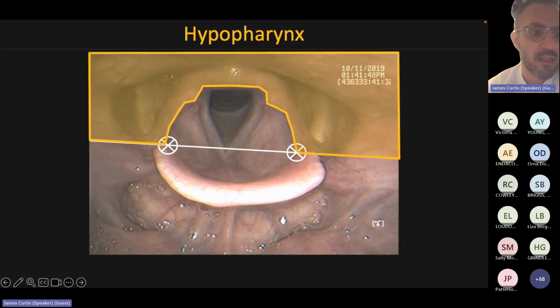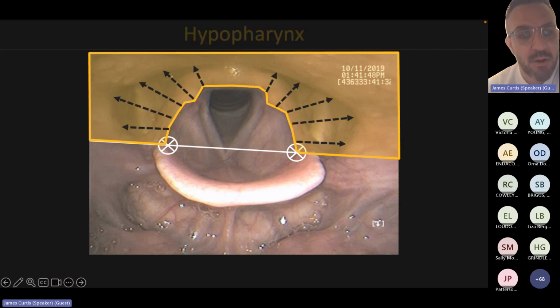On the other side of that line, we have the hypopharynx. And within the hypopharynx, we also have the piriforms. And we've defined the piriforms in VASES as going from the epiglottic folds straight across to the posterior pharyngeal wall. Epiglottic folds as well as the arytenoids. We did this for a couple of reasons.